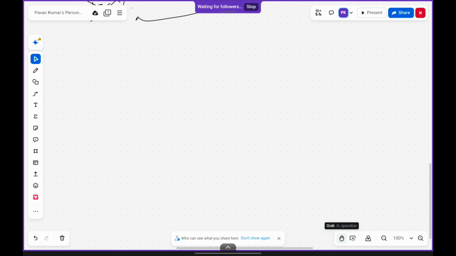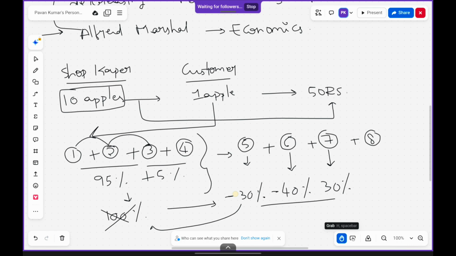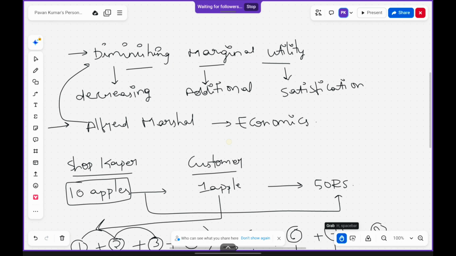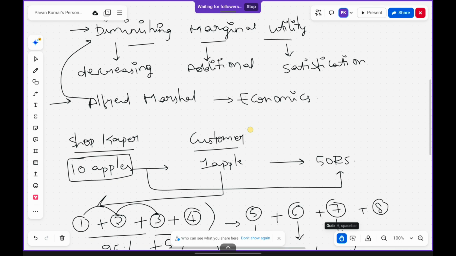The theorem wants to make us understand that the more you keep on consuming at a single time, the utility will start diminishing. So by this, we understand what diminishing marginal utility really is. This is what we really understand from diminishing marginal utility.